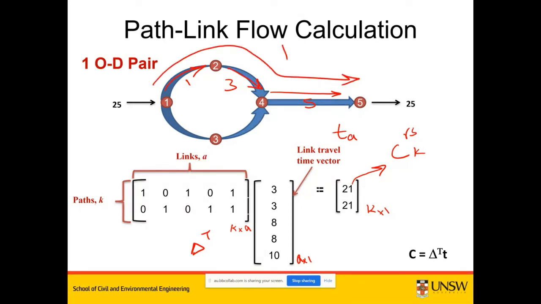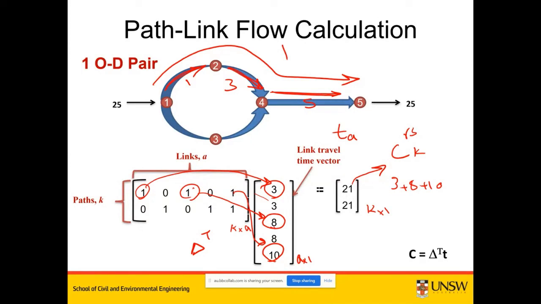The travel time of path 1 is simply 1 multiplied by 3 plus 1 multiplied by 8 plus 1 multiplied by 10, because it's just multiplying two matrices. So it would be 3 plus 8 plus 10. In other words, it's easy, right? You want to just sum the link travel times to get the path travel times.